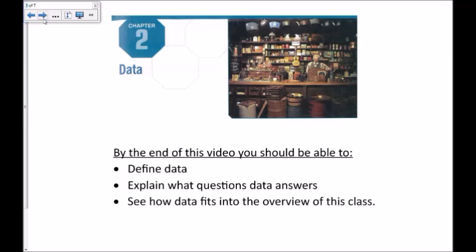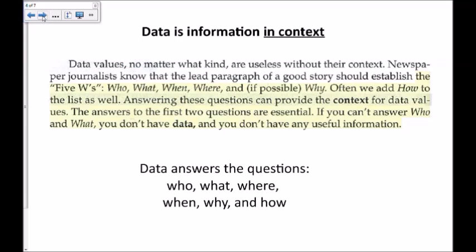Chapter 2. By the end of this chapter, you should be able to define data. What is data? You should also be able to explain what questions data answers, and finally, see how data fits into the overview of this class. Data is information in context. That's really important, that it is in context. Here is a quote from the book, but basically, data answers the questions who, what, where, when, why, and how, and it is in context.